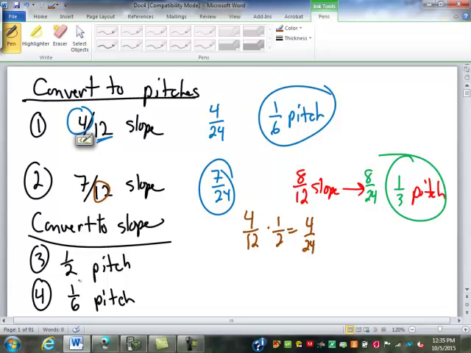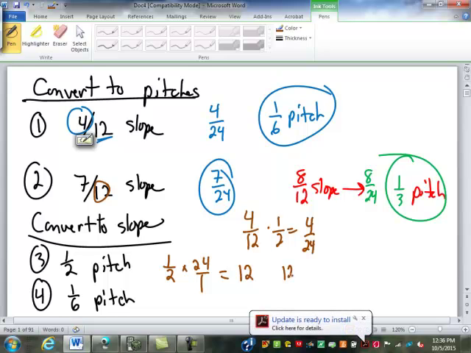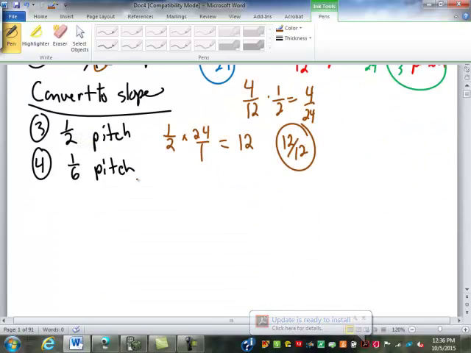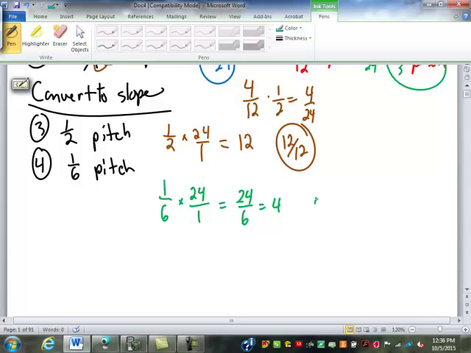So down here, to take a pitch and turn it back into a slope. A 1/2 pitch, you're going to multiply by 24 over 1. 1/2 times 24 is 12. That is a 12/12 slope. 1/6 pitch. What are we going to do with it? Times 24. 24 times 1/6 is 4, so that is a 4/12 slope. Questions?